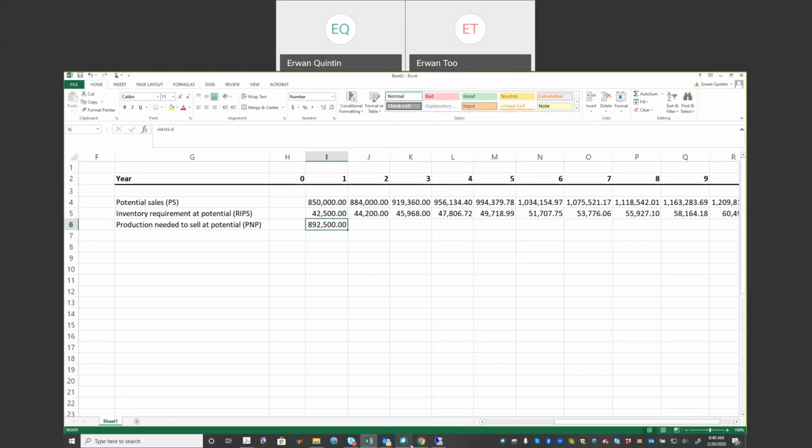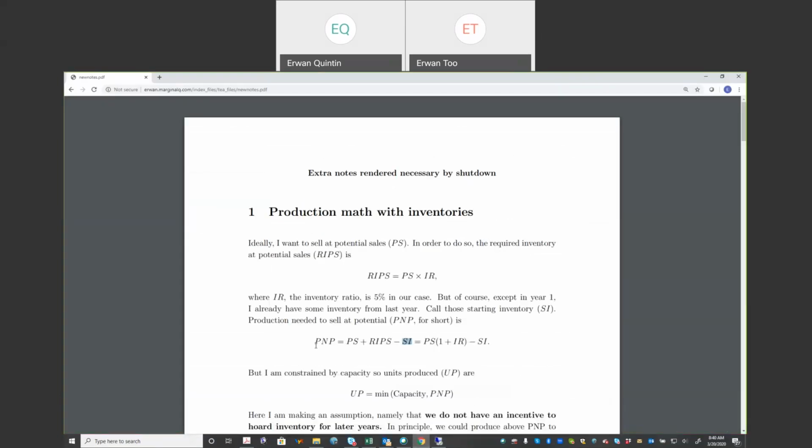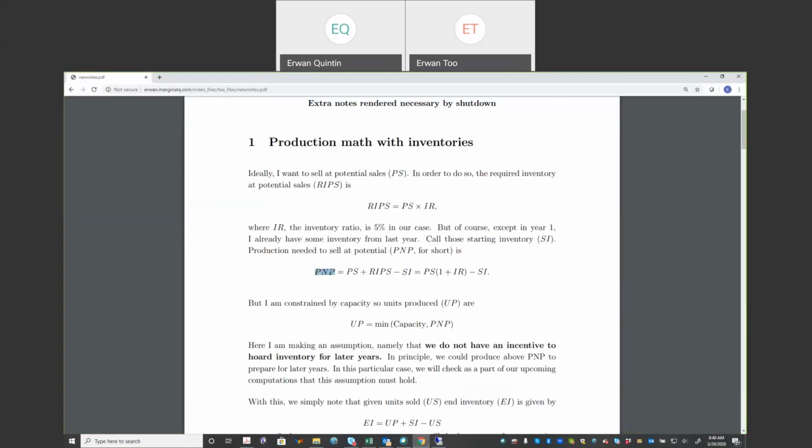So let's go back to our notes for a moment. Okay, so production needed to sell at potential, we've already computed, that's PNP. I wish I could produce that. But of course, I'm constrained by capacity. So what are my units produced going to be? They are going to be the smaller of capacity and production needed to meet potential sales. Okay, so having computed PNP, knowing capacity, I'm going to be able to compute what my units produced are going to be.